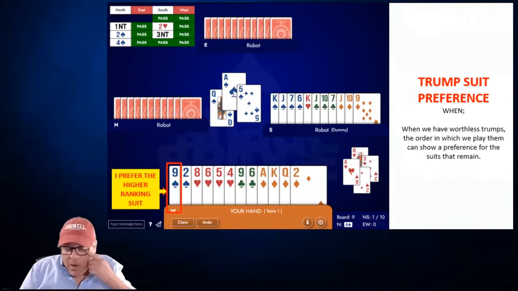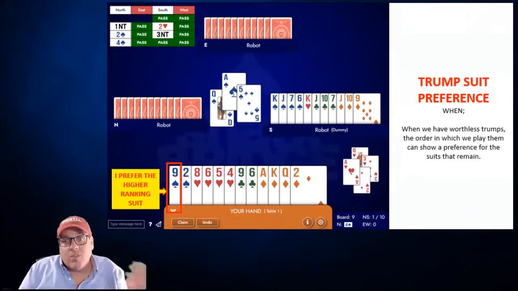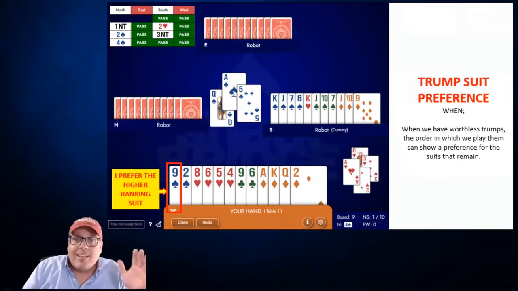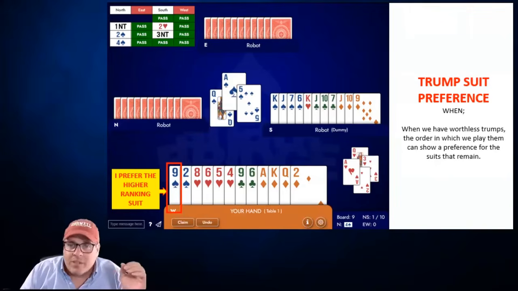Now, I want to make sure we're aware that anytime we talk suit preference, or really any signal, we're not wasting good cards. So I'm not going to throw a potential winner to accomplish a signal, but I'm going to make the most obvious signal I can afford to make. And here in the trump suit, it's usually a worthless trump anyway. So that's the magic situation, right?